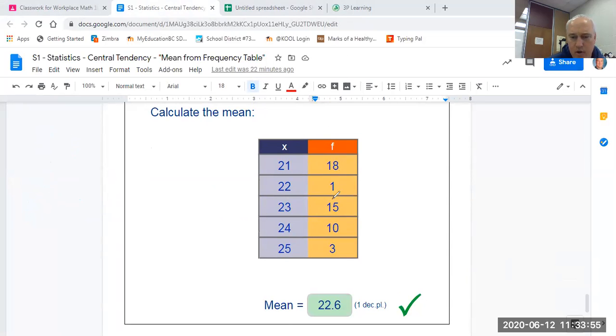figure out how many total numbers we have. So 18 plus 1 is 19, plus 15 would be 34, plus 10 would be 44, and plus 3 would be 47. So we have 47 total numbers here. Now to figure out the total value, we need to multiply each of these together. So the 21 times 18, the 22 times 1, and so forth, we need to multiply them individually and add them. So let's switch to the calculator now and do this.